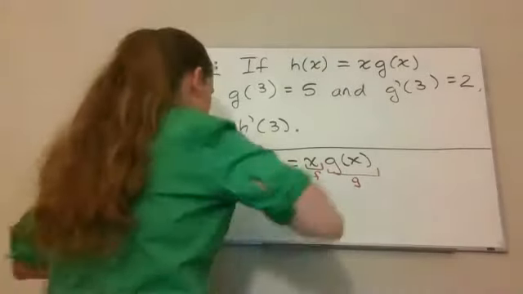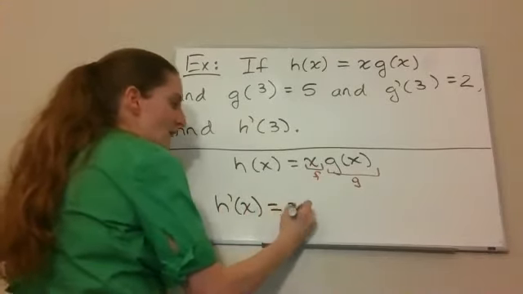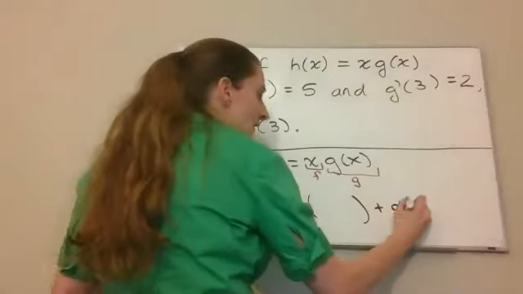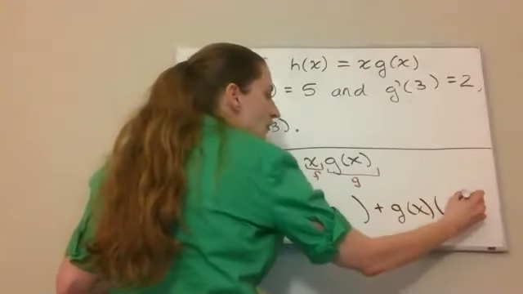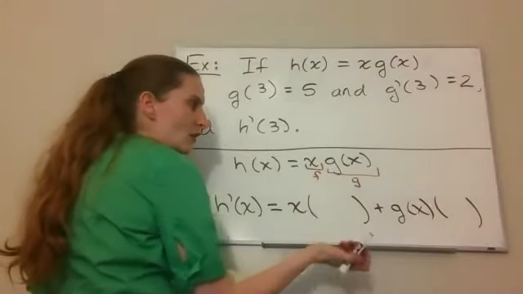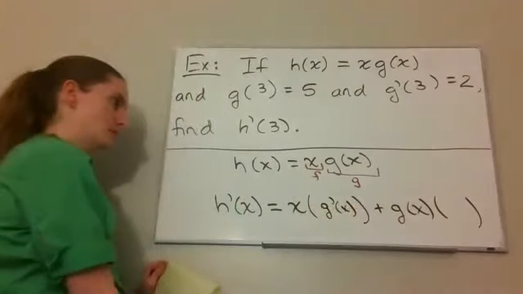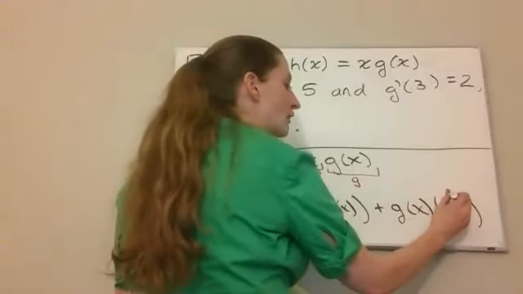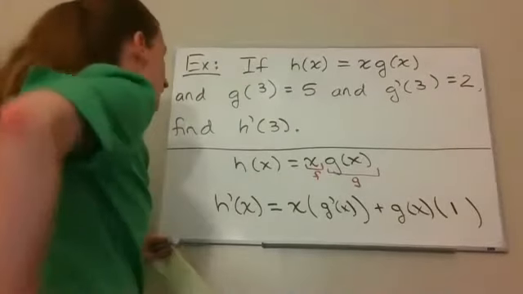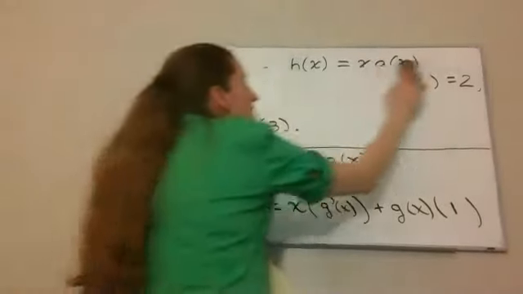So my product rule says that the derivative of this function h is going to be the first guy times the derivative of the second guy, plus the second guy times the derivative of the first. And the derivative of my second function, g of x, I know that's g prime. The derivative of the first guy is the derivative of x, and we know from our last video that that is 1. So this tells me that h prime is equal to this expression.